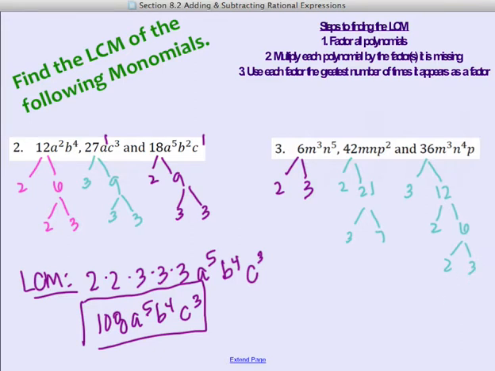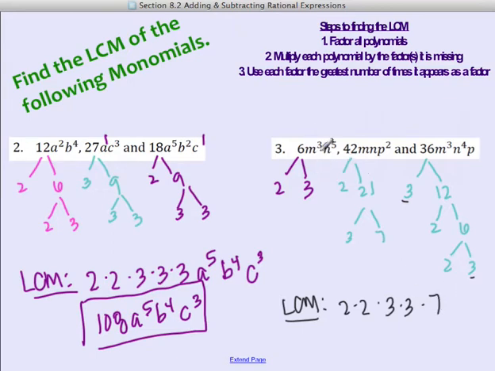So let's find my least common multiple for this one. There's 1 2 here, there's 1 2 here, and there's 2 2's here. So I'm going to write down 2 2's because that's the greatest number. There's 1 3 here, there's 1 3 here, and there's 2 3's here. So I'm going to write down 2 3's. No 7's, 1 7, no 7. So I write down 1 7.